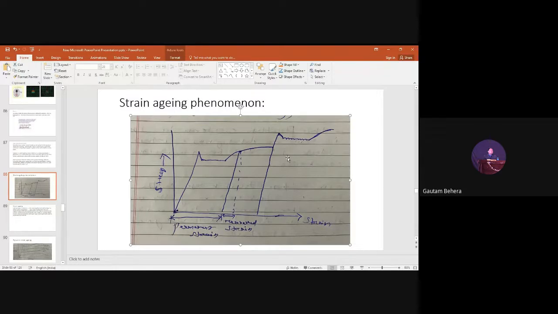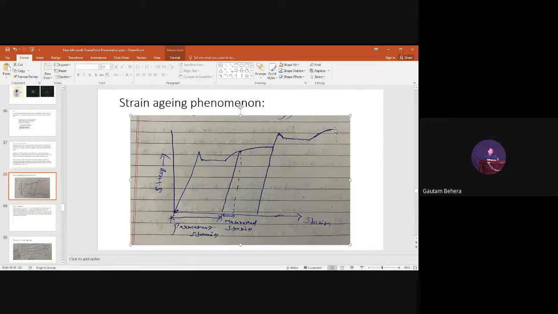And once the dislocation gets pinned, it will not easily get rid of that. You have to apply more stress. That is why you will get an upper yield point. The moment the dislocation is freed from the point defect, that is carbon or nitrogen, the stress will go down. Again, you'll see the lower yield point. So then you are deforming easily. There is no problem. You are getting strain hardening.